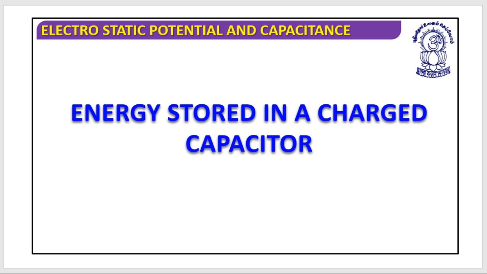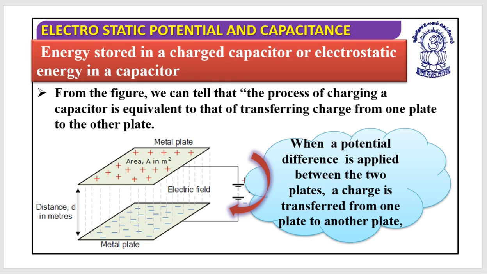Today we are going to discuss the energy stored in a charged capacitor. Let's begin. If this is the first, positively charged plate, we know what a capacitor is. It is two parallel plates. One of the plates has been given a positive charge, the other a negative charge, and there is a certain separation between the two plates.